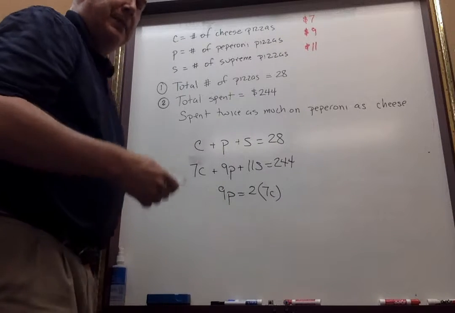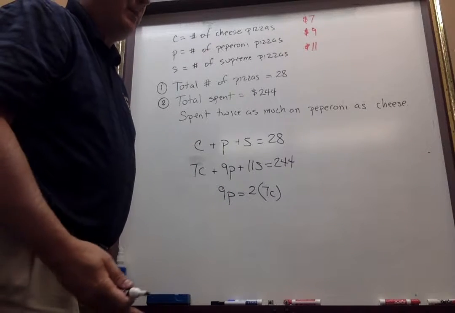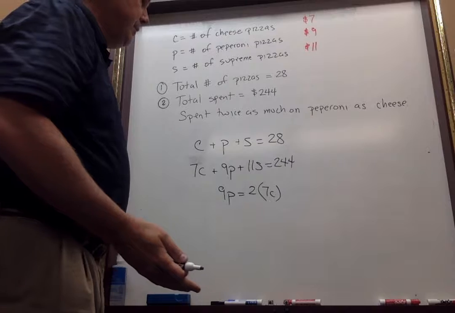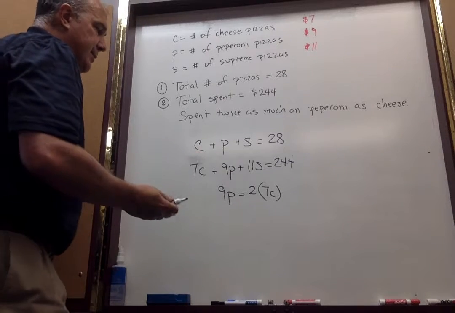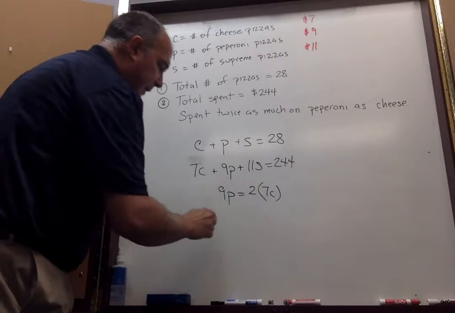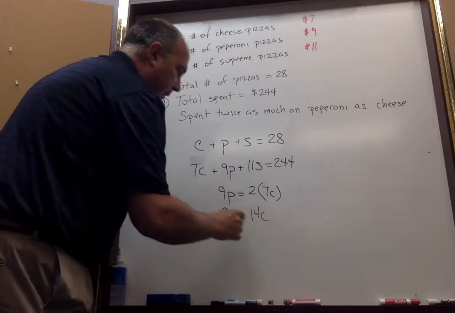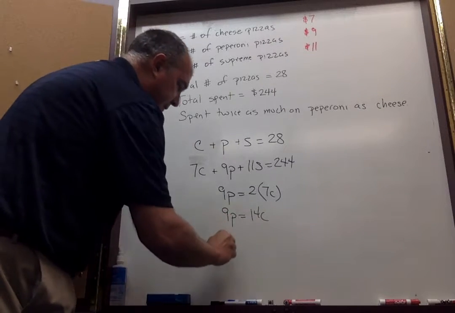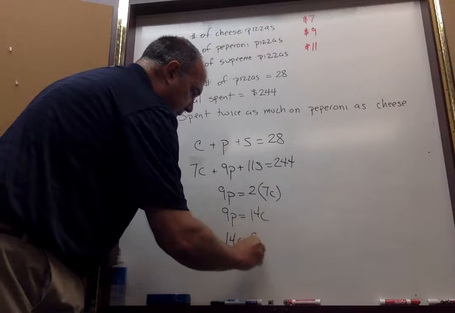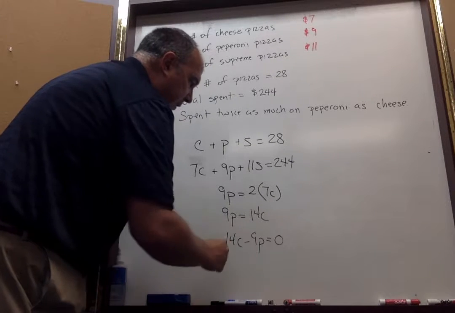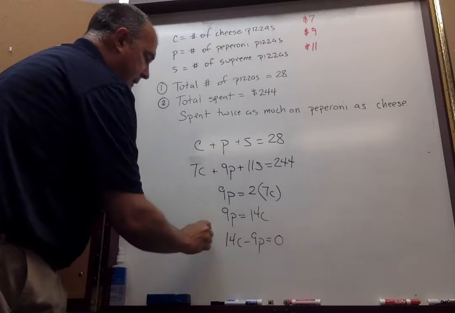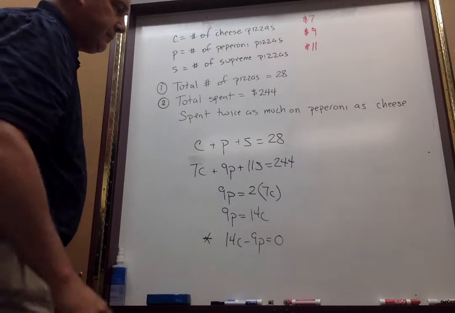We can use elimination, substitution, or you can use a matrix equation if you're familiar with that. There are all kinds of ways to do this. I'm just going to do it by elimination. So the first thing we're going to do is multiply those two together and get 14C. And then I'm going to subtract 9P from both sides and get that equation.